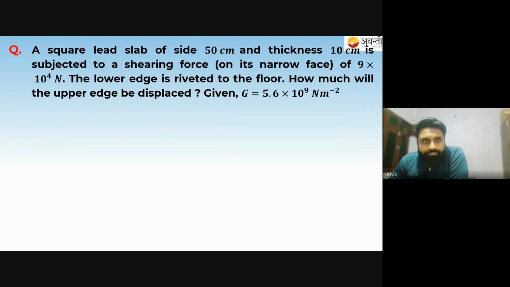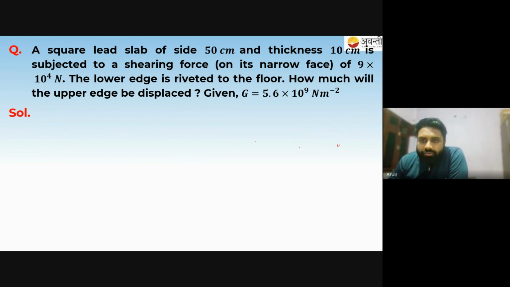Now, next question. In this question also, a square lead slab of side 50 centimeter and thickness 10 centimeter is subjected to a shearing force on its narrow face of 9 into 10 raised to the power 4 Newton. The lower edge is riveted to the floor, which means fixed to the floor. How much will the upper edge be displaced? Which means in this, X has been asked. Suppose this is the slab. You apply the shear force on it, and it will get slightly shifted. So this shift X has to be found in this question.